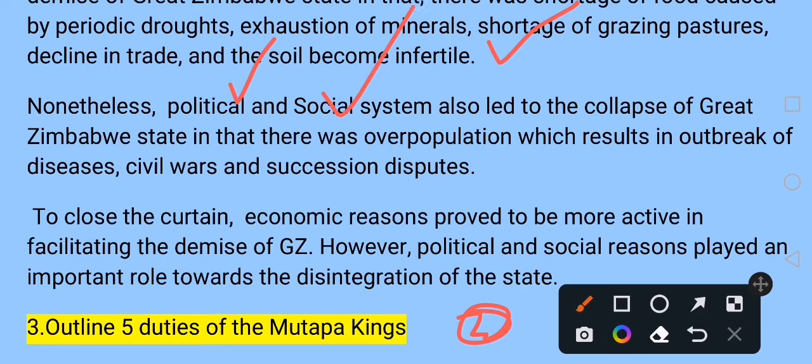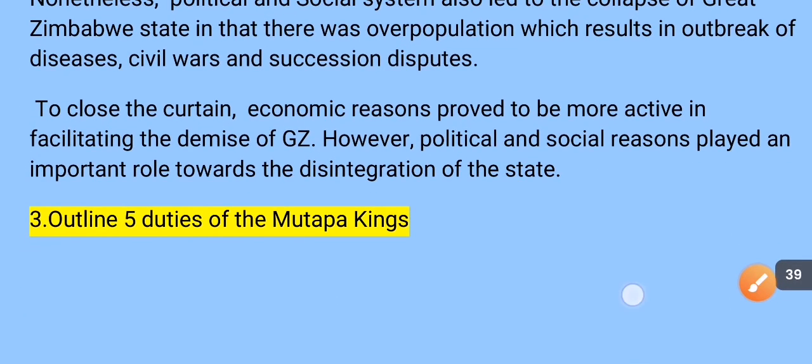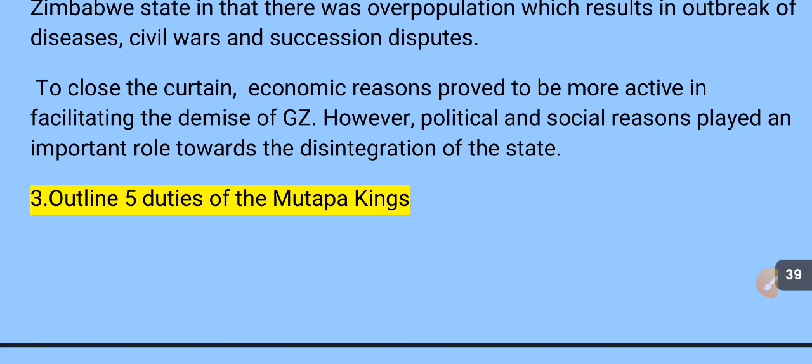led to the collapse of the Great Zimbabwe state, in that there was overpopulation, social way, which resulted in outbreak of disease, social again. There was civil wars and succession disputes, iyawachi political. So ntaroma points mangani 1 2 3 4. Okay, then ndichipedza takukonkluda. If you want kukonkluda kausakonkluda zvikukonese kuita A, but kana wakuzvinzwisisa konkluda.